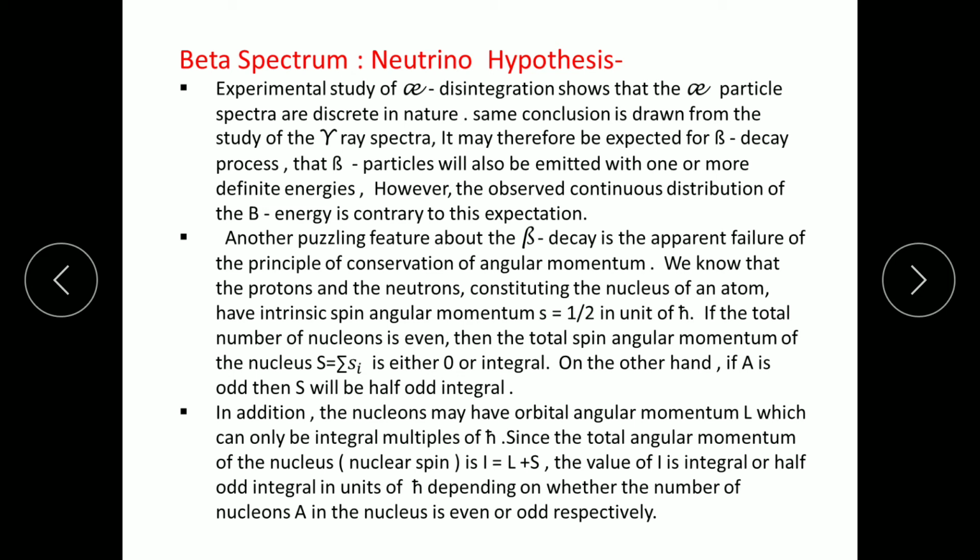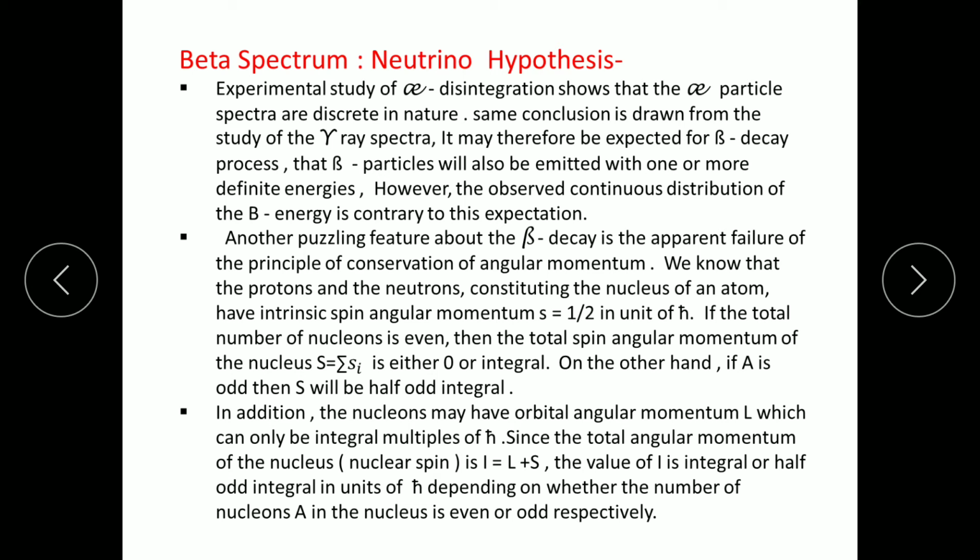Everyone knows this, that when the atomic mass number A is even, then what happens? Every nucleon has S equal to 1/2. Let us consider A equal to 2 and S equal to 1/2 each. Then there is addition of 1/2 and 1/2, which will give 1. Understand everyone? Like that, if A is even, then S is either 0 or integral, but when A is odd, then S will be half odd integral.